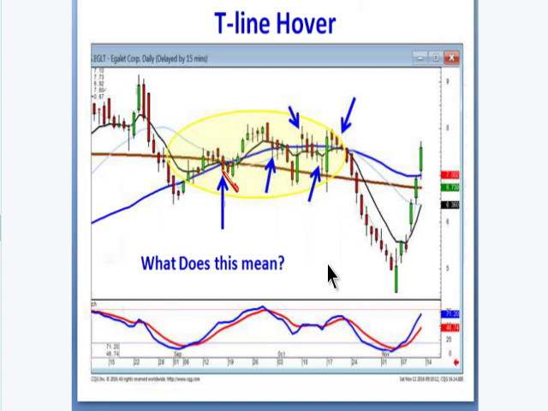If we can see exactly what's going on in human nature, notice how they've closed it below, closed it above, closed it below, closed it above. What does that tell you? That pretty much tells you there's no trend here. Move on to something else that has something more like this that you can easily identify.